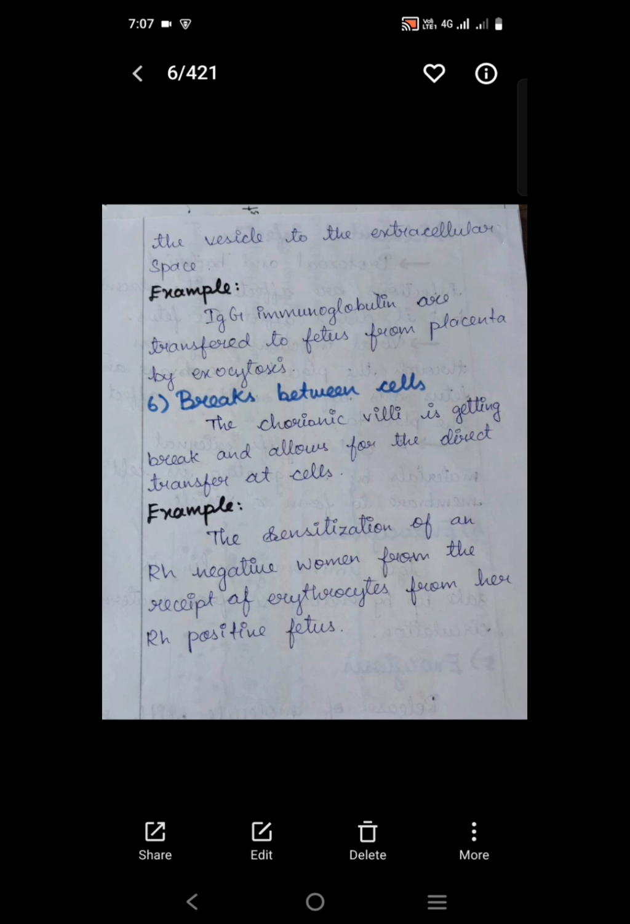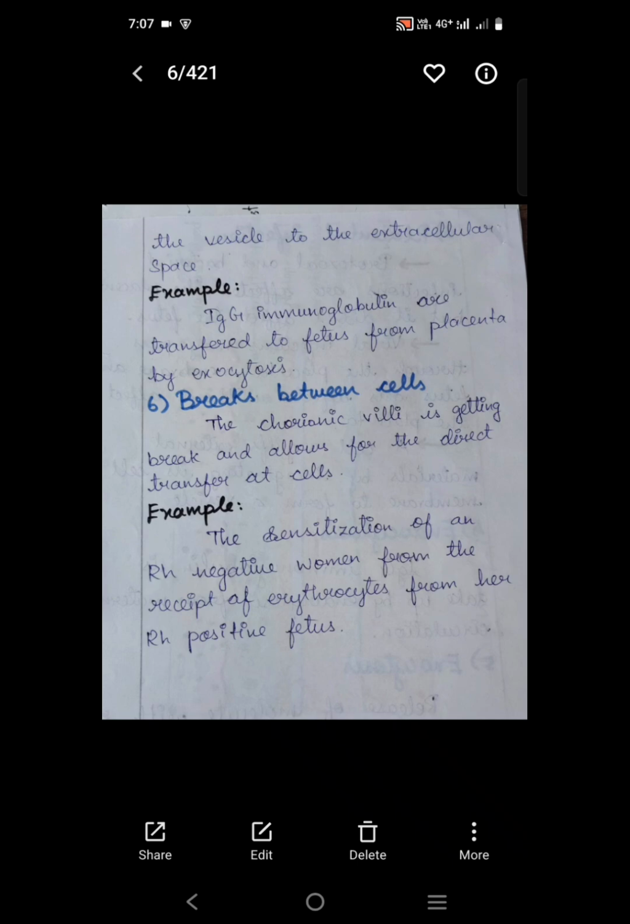And the next and last one is breaks between cells. The chorionic villi get broken and allow for the direct transfer of cells. Automatically the chorionic villi break and allow the direct transfer of the cells. This is the sensitization of an Rh negative mother from the receipt of erythrocytes from her Rh positive fetus.